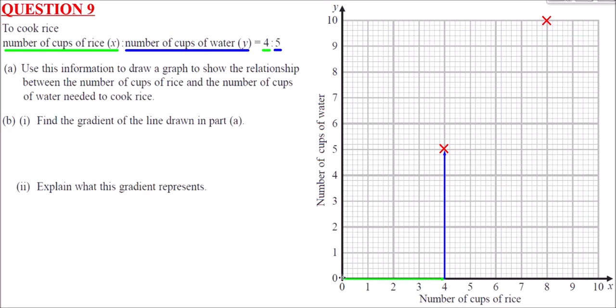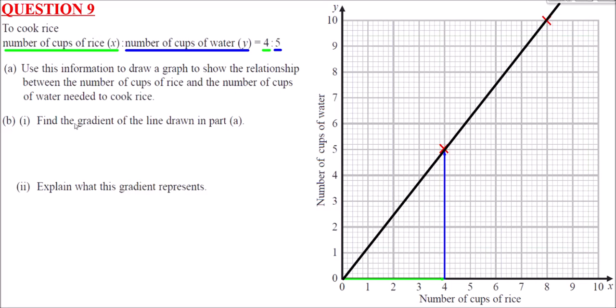So in other words, the graph, when we draw it, needs to go through 0, 0. So adding this information together and drawing a straight line through these 2 points, and importantly through 0, because this is a relationship of direct proportionality, we need a straight line looking like this.